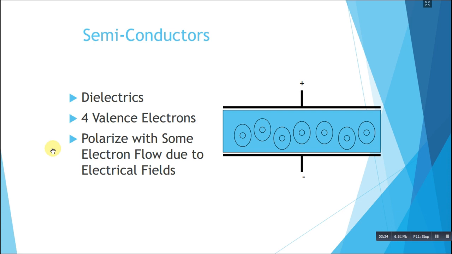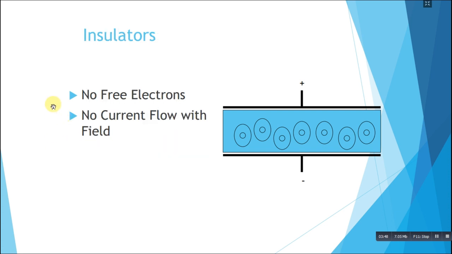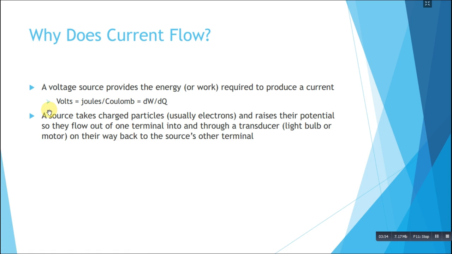Then we come across semiconductors, which are dielectrics. They have four valence electrons. They polarize with some electron flow due to the electric fields. These are in between the conductors and insulators. And then we have the insulators, which do not conduct at all. No free electrons, no current flow with the field.